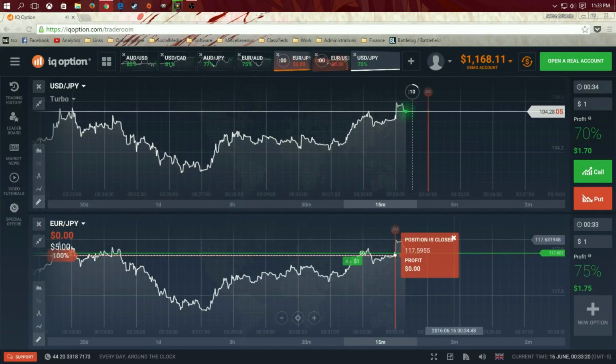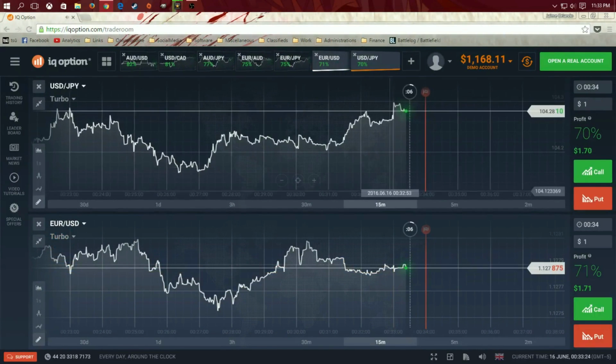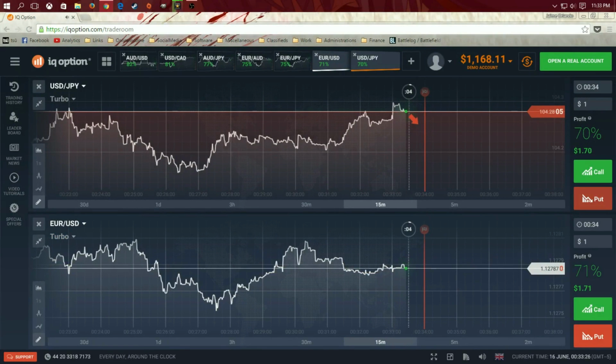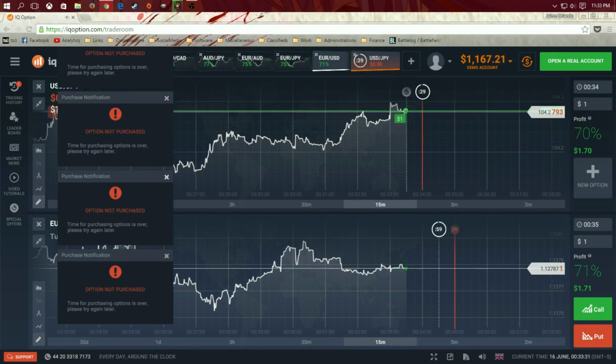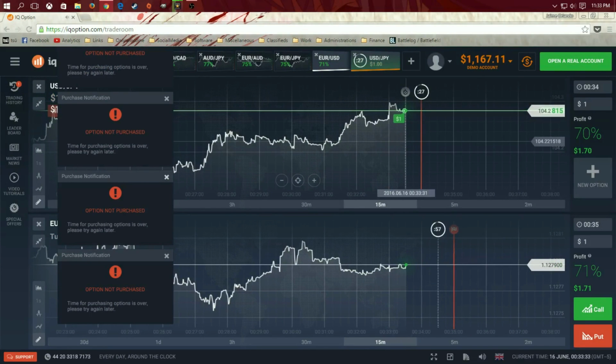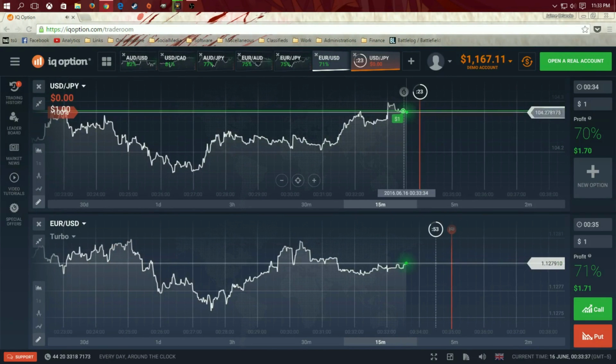$20, $25, and $30 here. Let's go ahead and try this again. And as you can see there, the option was not purchased because we actually ran out of purchasing time.